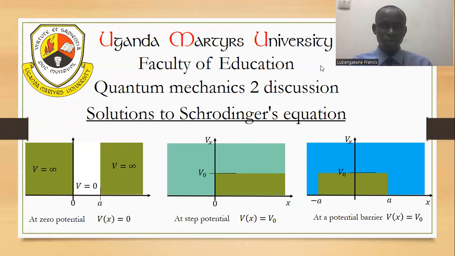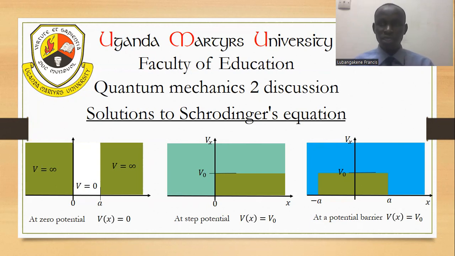Today's edition will be on quantum mechanics 2. We're looking at the solutions of Schrodinger's equation. I would like to note that there are quite a number of methods for solving Schrodinger's equation, and today we only would like to look at a few. We know of the variational method, the approximation method, and other methods that you might come across in your research.